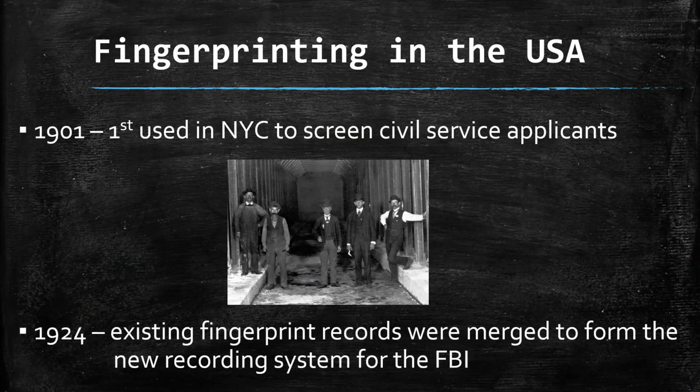In 1924, they began to take the existing fingerprint records and merged all these things together to form a new recording system for the FBI. So the FBI now has the criminal record fingerprints and also those of generally everyday people that were used for job applications.